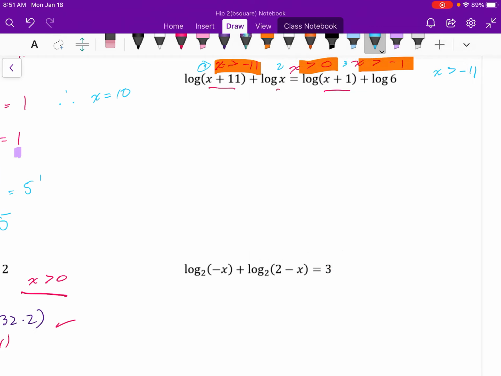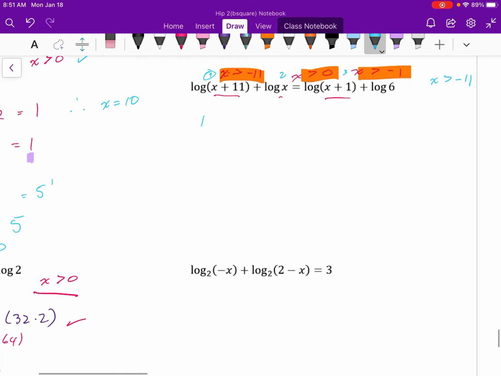So again, I'm going to use the same trick. I have a whole bunch of logs going on. I'm going to try to consolidate my logs. And on the left-hand side, I have the sum of two logs with the same base. So what I'm going to do is use the product of logs rule.